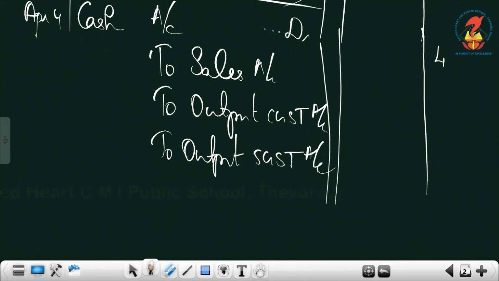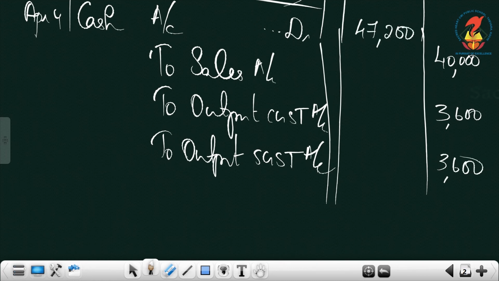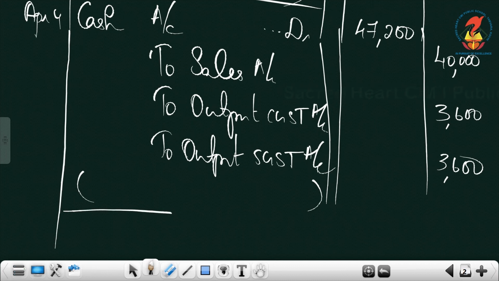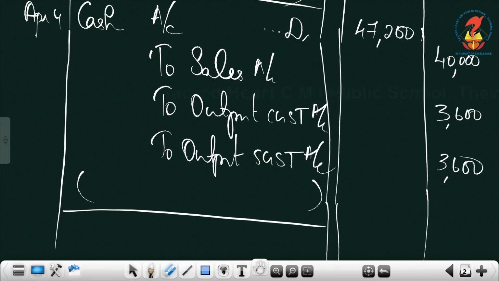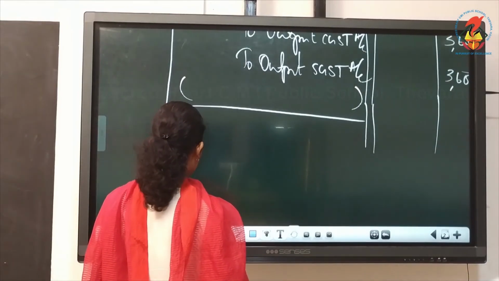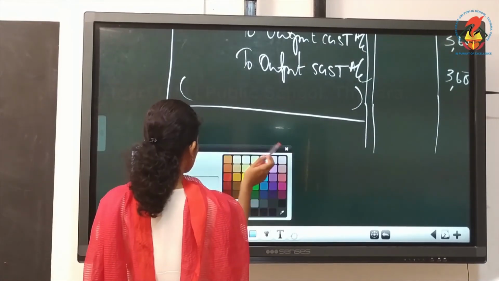So sales figure is 40,000 and the rate is 9% each. So you write 3,600 each. Write the total on the debit side. Write the narration after that. Sold goods for cash and GST collected. Charged means we are paying. So here we collected GST.